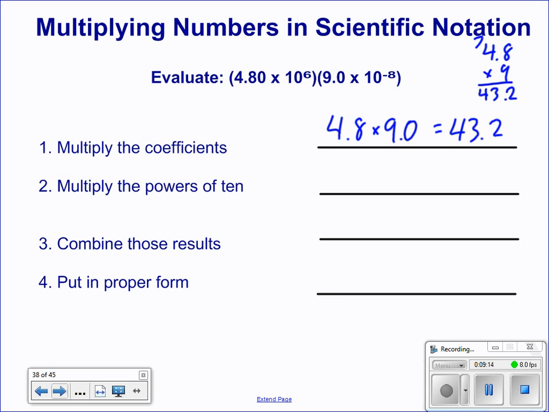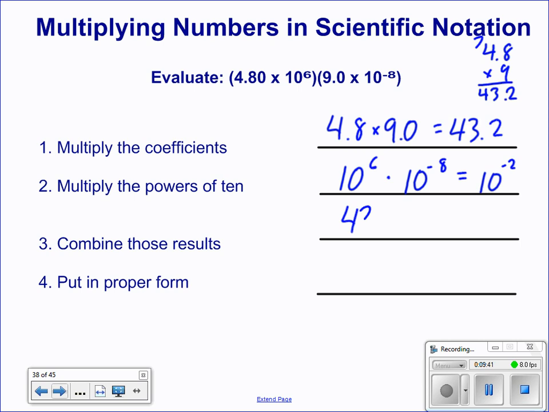Multiply my powers of 10. Now you don't have to write each of these steps when you're doing this on your own. I would probably do both steps at the same time, especially when I'm using a calculator. Here, 6 times negative 8. Sorry, we add these. We add our exponents, so 6 plus negative 8 is negative 2. We don't have to simplify that for scientific notation. We want to leave it as just 10, not 1 over 10.